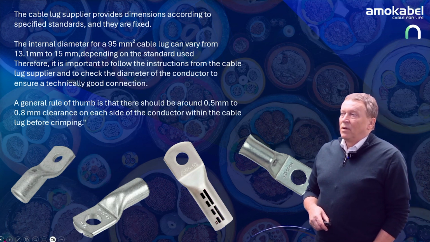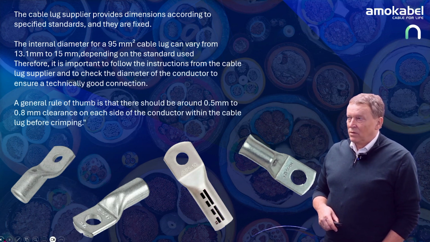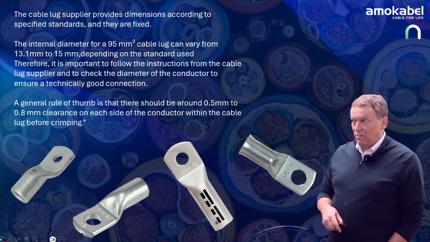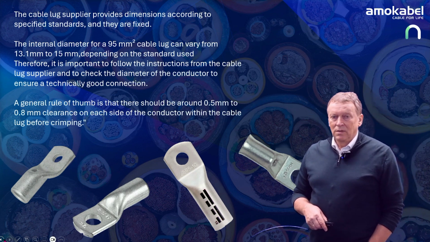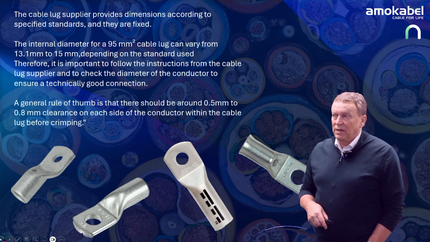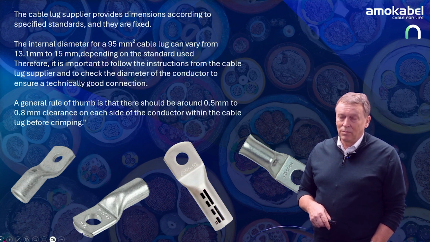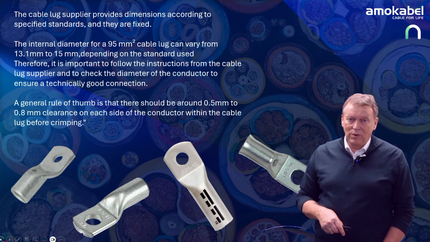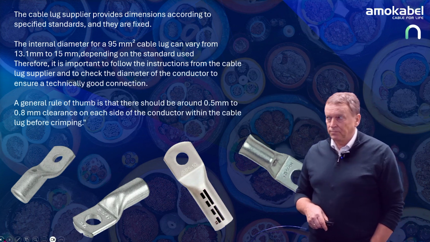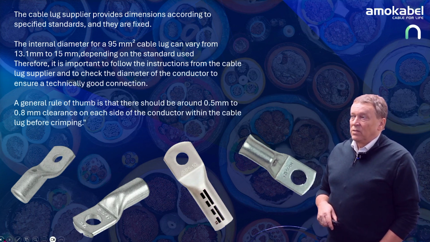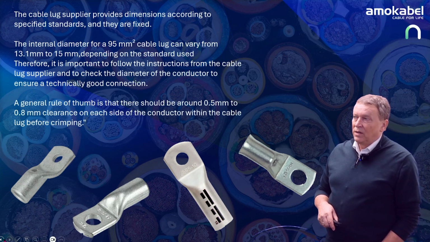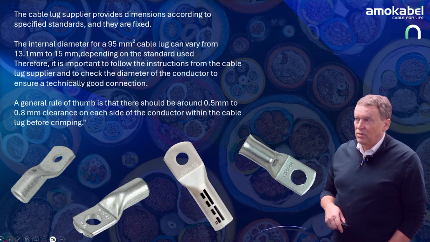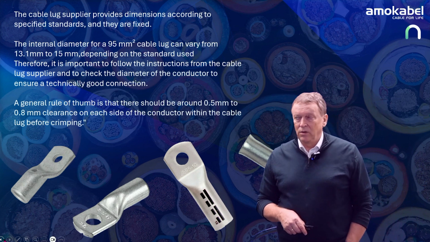The internal diameter for a 95 square cable can vary from 13.1 up to 15 millimeters, depending on the standards that are used. And remember, for compressed cables, it was 11 millimeter up to 11.5. So that's a lot of millimeter between the conductor and the cable lug. Therefore, it's very important to follow the instruction from the cable lug supplier and to check the diameter of the conductor to ensure that it is a technically good connection.